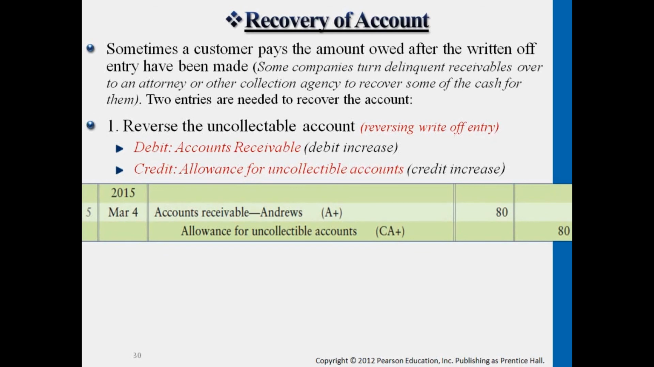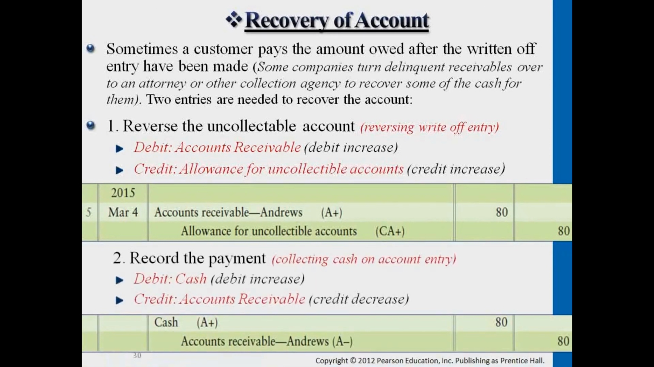So here, assuming that we already wrote off this account in January, now when it comes to March 4th, 2 months later, they're able to pay us back the full amount. So we just reverse the dollar amount of the writing off entry that we just did, bringing back accounts receivable and then increasing allowance again, reversing the previously written off entry. And then this entry should look very familiar to you. This is just a regular cash collection entry: increasing cash, reducing accounts receivable.